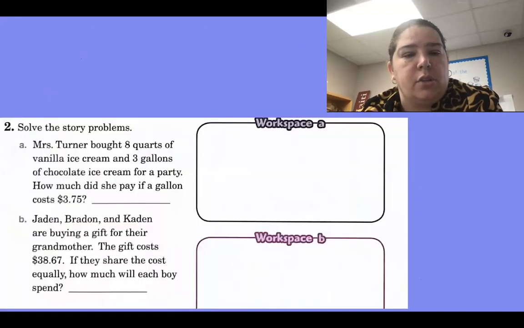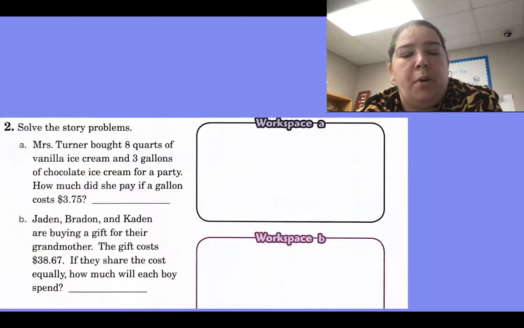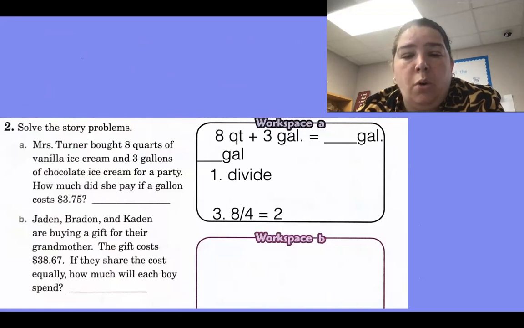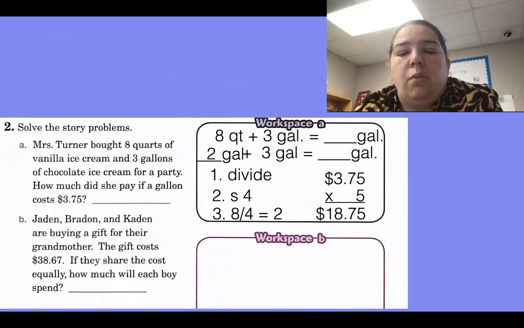On your paper, you should have your two story problems. It says Ms. Turner bought 8 quarts of vanilla ice cream, 3 gallons of chocolate ice cream for a party. How much money did she pay if a gallon cost $3.75? Okay, so this is our conversion problem. 8 quarts plus 3 gallons equals how many gallons? So first thing we need to do is rewrite the problem using gallons. Okay. When we do that, we have 8 quarts and 3 gallons.